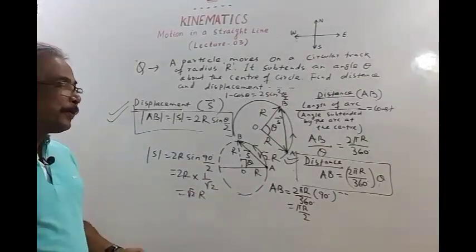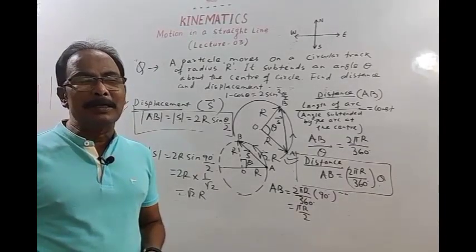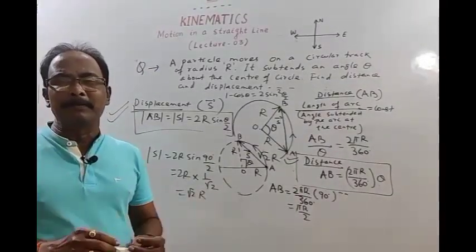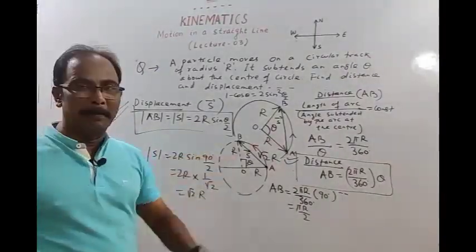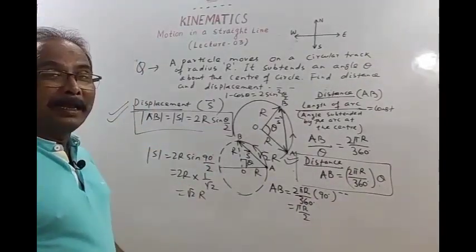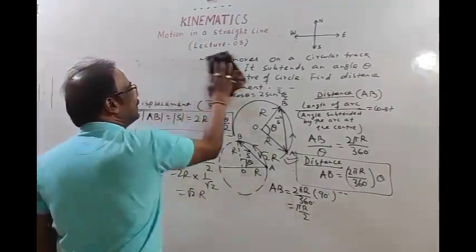These are known values. You can use any value of theta as given in the question, maybe 60, maybe 120, maybe 30, maybe 45, whatever is given. You may use the common formula, but the value of sine of the angle should be known. Okay, then next question.